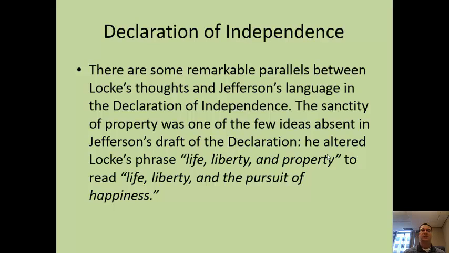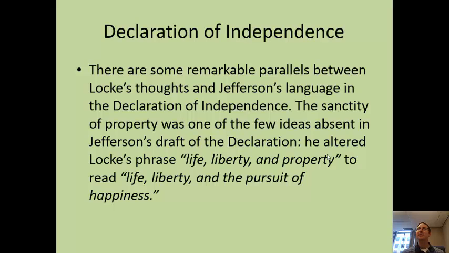So Jefferson took that language and then expanded it into the Declaration of Independence, saying, well, actually, it's life, liberty, and the pursuit of happiness. That's what government is intended to preserve, right? And think about the pursuit of happiness.